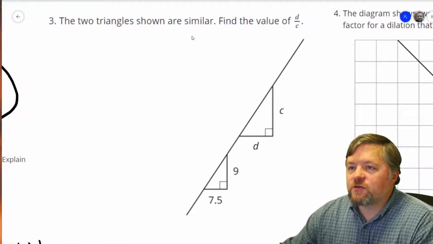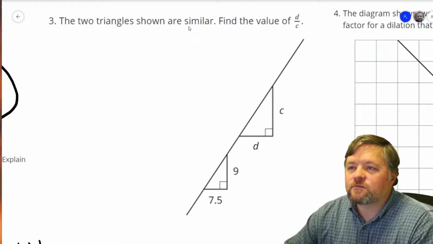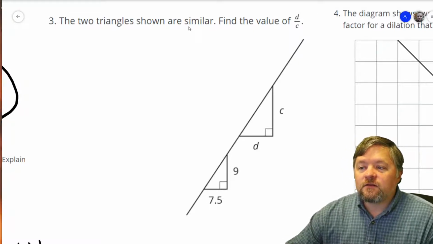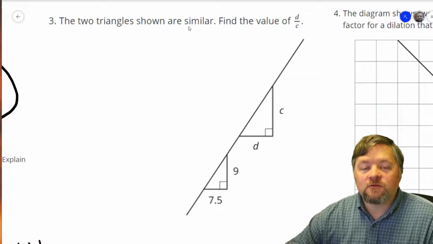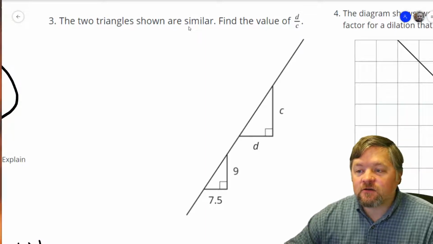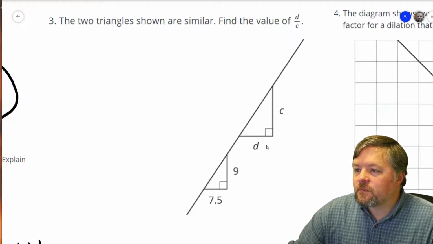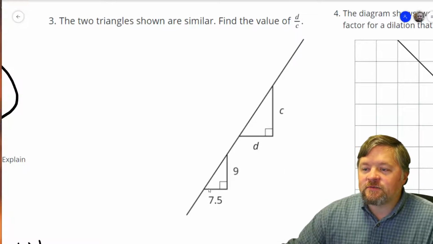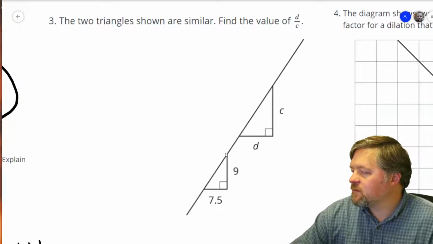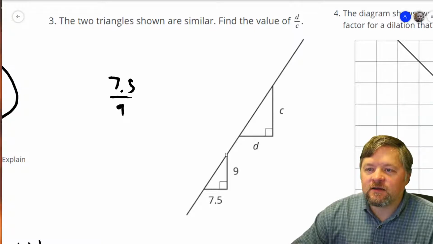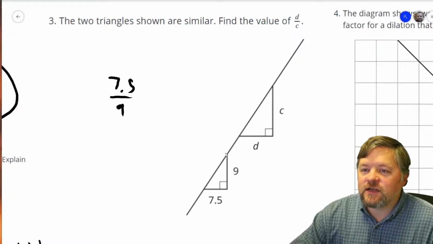Two triangles shown here are similar. Find the value of D over C. Well, as we just did on the last problem, if the two triangles are similar, the ratio of side lengths are the same. So the value of D over C has to be the same as 7.5 over 9. So 7.5 over 9. That's an ugly fraction.